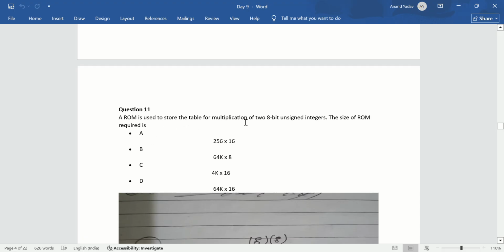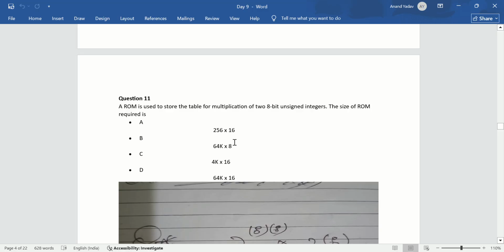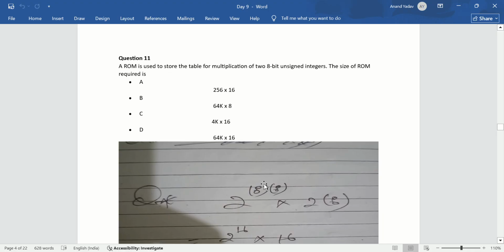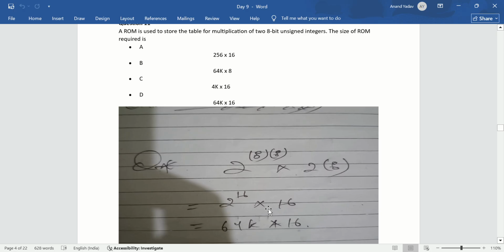Question 11. A ROM is used to store the table for the multiplication of two 8-bit unsigned integers. The size of ROM required for two 8-bit unsigned numbers: it means 8 into 8, 16 bits for storage for one number, and for multiplication up to two numbers, then we will get 2 power m into n, 8 into 8 into 2 into 8. So I will get 2 power 16, 64k into 16. For this one option D is correct.